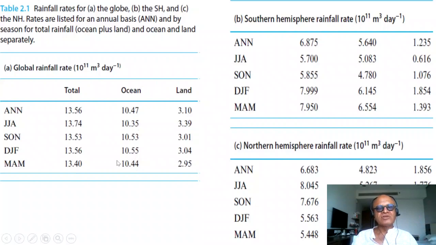Okay, so the difference to note here, of course, seasonality is there when you look at the global rainfall, and ocean receives much more than land. The seasonal range here goes from 2.95 to a maximum of 3.39, which is about 0.43 times 10 to the 11 meter cube per day, which is pretty large. Whereas the range on the ocean is from 10.35 to 10.55, so it's 0.2. So the seasonal range of global mean rainfall is smaller on the ocean compared to land because of this transport of moisture needed.